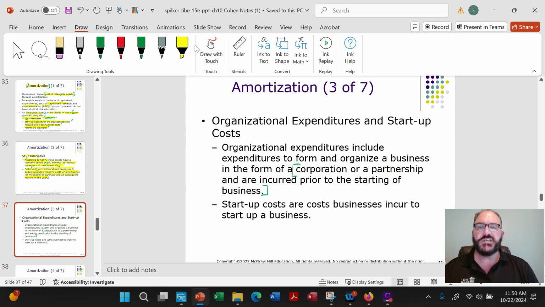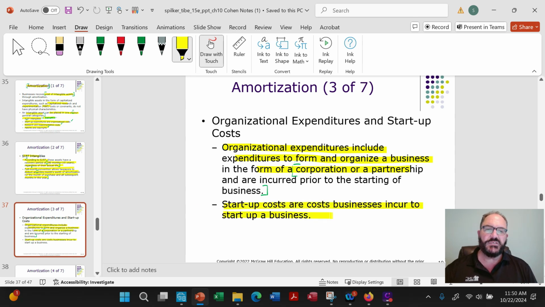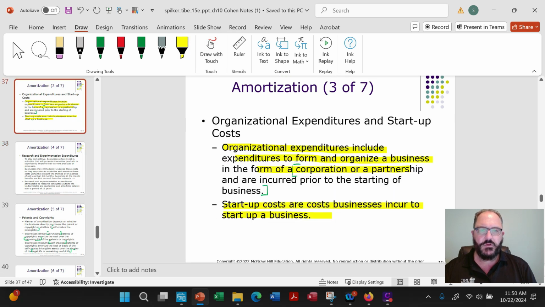What about organizational expenditures and startups, right? This is what it costs to form and organize a business, corporation, or partnership. Startup costs are costs incurred to start up a business. And again, these you can amortize as well. I can't remember.